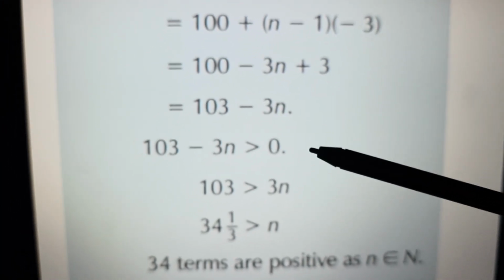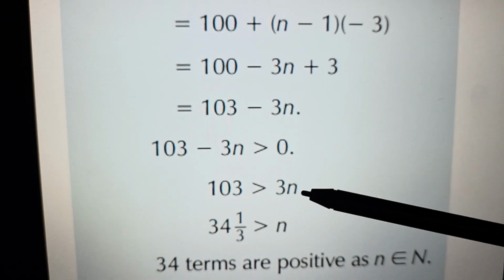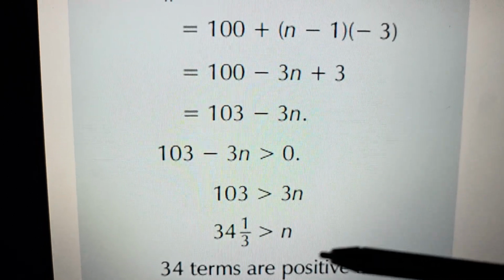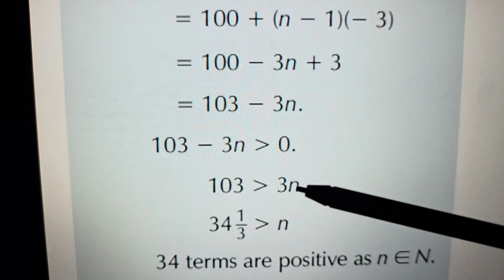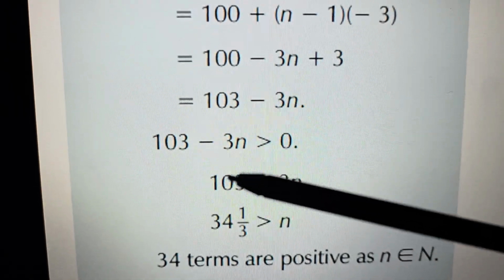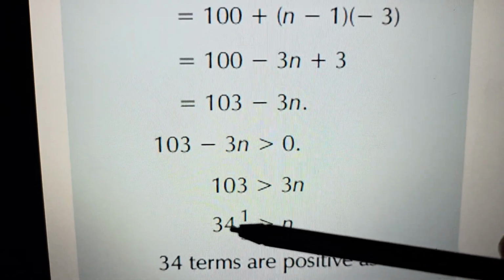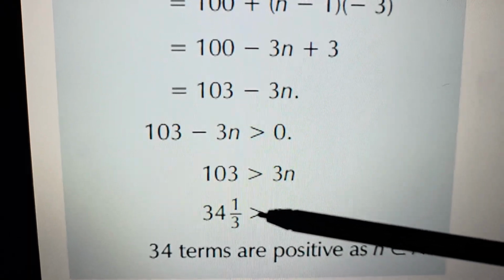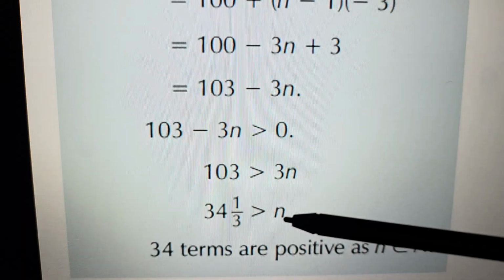Bring minus 3n over, and it'll become positive 3n. So 103 is greater than 3n, or you could read it as 3n is less than 103. Divide across by 3 to get n on its own. So 103 divided by 3 will give you 34.33 recurring decimal. So that's 34 and a third. So n has to be less than 34 and a third. N has to be a whole number.